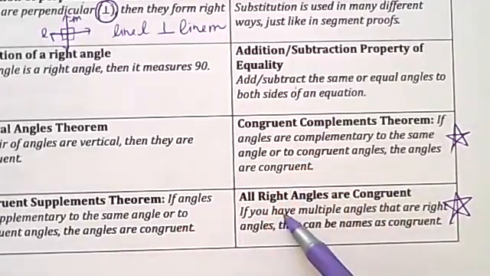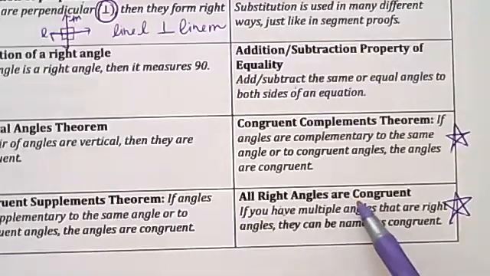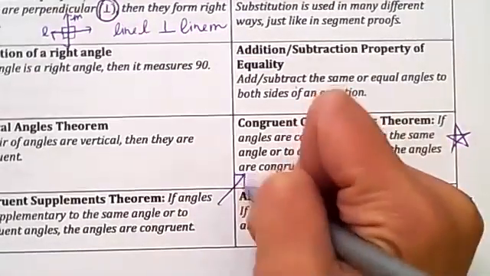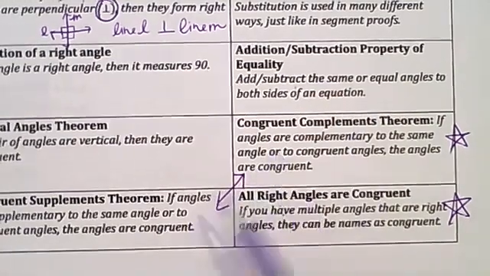Sometimes you might have multiple right angles that are congruent, and you can just say all right angles are congruent. You don't have to do anything fancy. And then lastly, these two. I know I'm going through this fast, but as things come up, it'll make more sense. So these two are very similar.